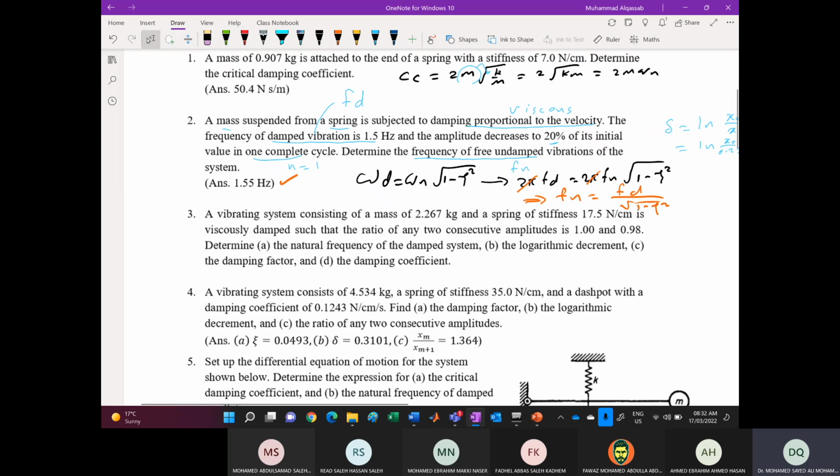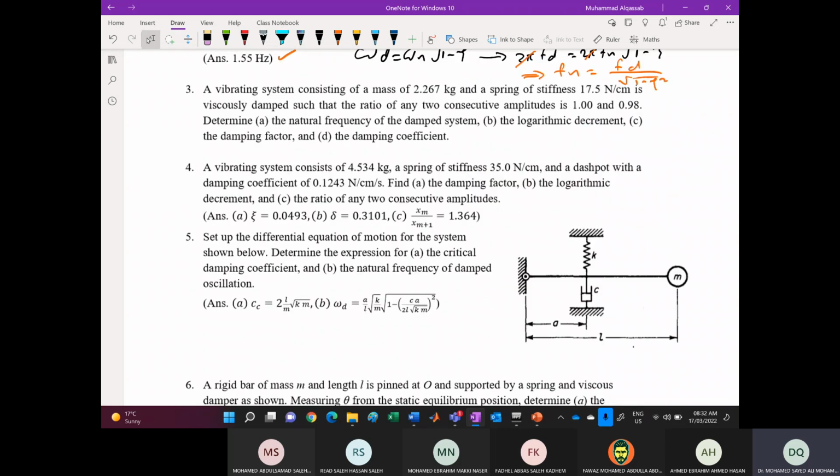Okay, question 3. A vibrating system consisting of a mass of 2.26 kilogram and a spring of stiffness 17.5 Newton per centimeter is viscously damped such that the ratio of any two consecutive amplitudes is 1 and 0.98. Any two consecutive amplitudes: the first one is 1, the second one is 0.98. So we have x1 and x2 given. Determine the natural frequency of damped system.